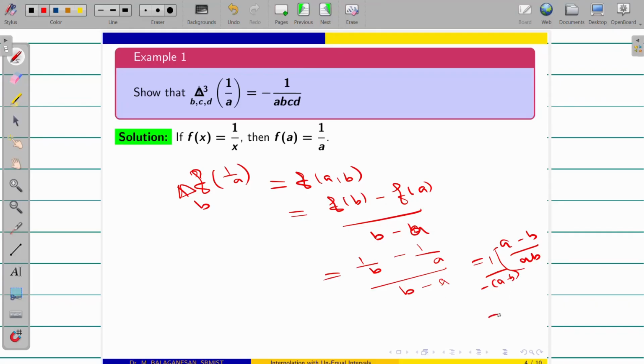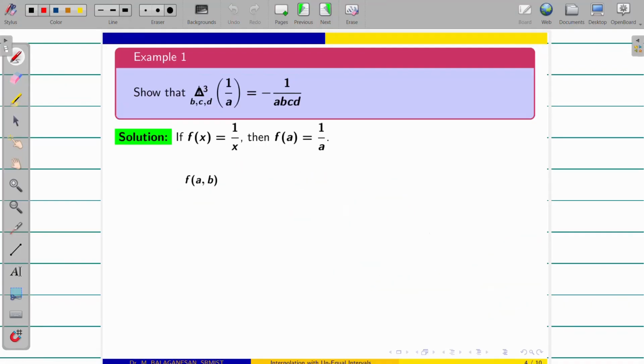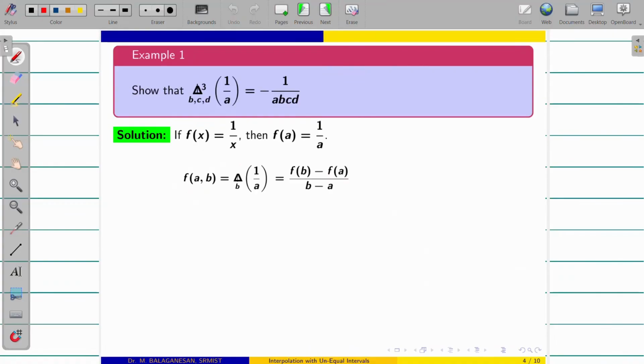So this will be cancelled. The answer will be minus 1 upon a into b. So look at that. This can be written as f of b minus f of a, then equal to this. Simplify this. We can get f of ab equivalent to minus 1 by ab.